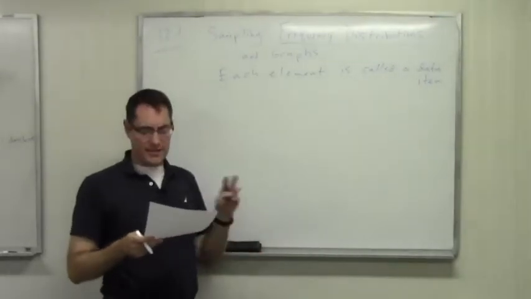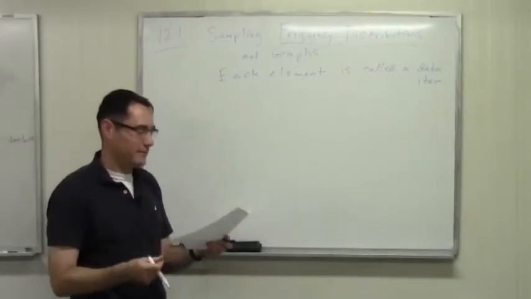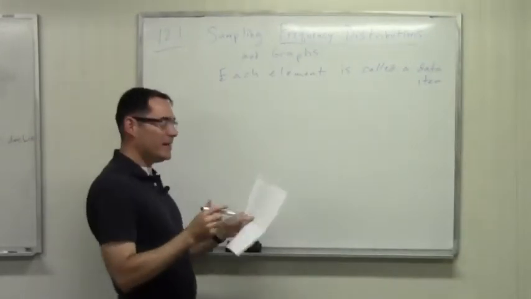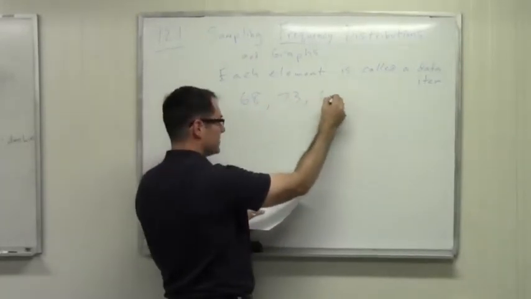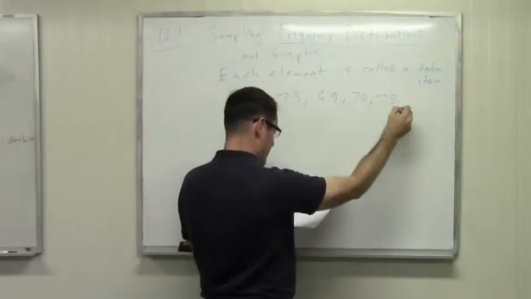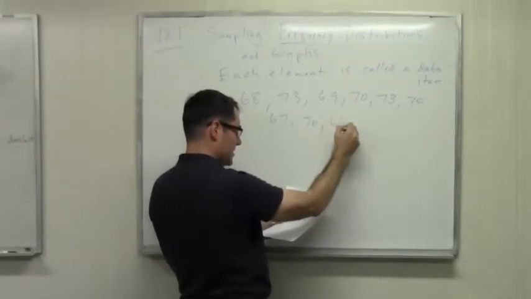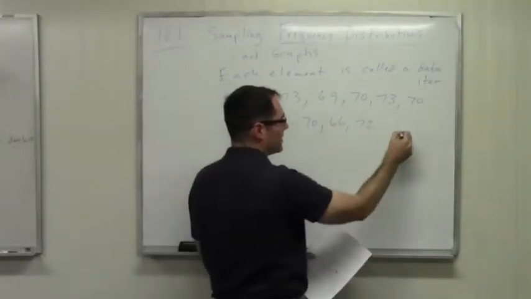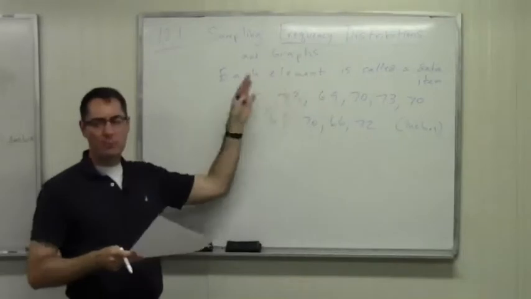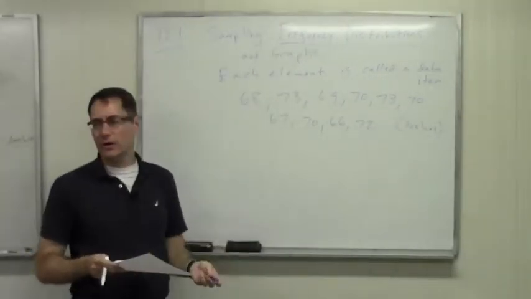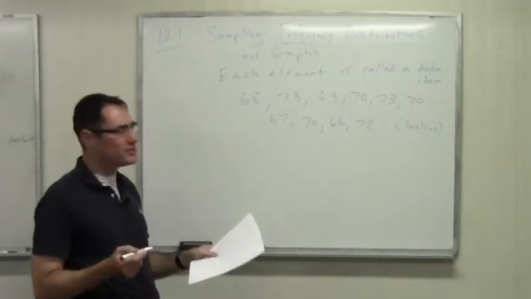Okay, so here's an example. Let's say we went and measured the heights of 10 men, and here's our data set. This is in inches: 68, 73, 69, 70, 73, 70, 67, 70, 66, 72. We've got to somehow put that data in a form that makes it a little easier to deal with. What we do is put it in what's called a frequency distribution.